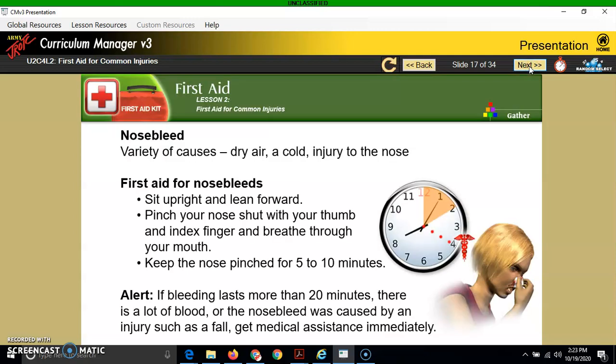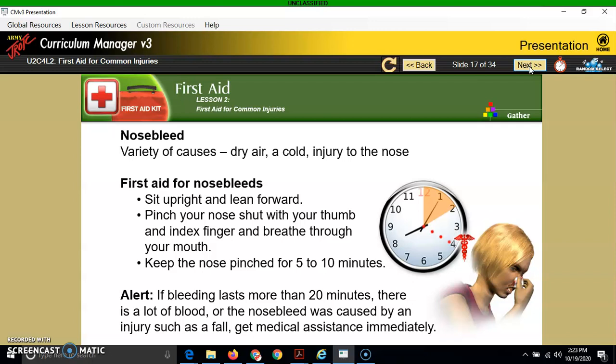Okay, nosebleeds, very common. You get them from a cold, just dry air or injury to the nose. You want to sit upright and lean forward and then pinch your nose with your thumb and index finger, and then keep that pinched for 5 to 10 minutes.